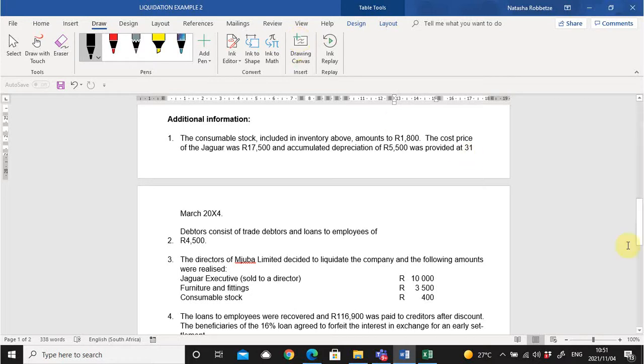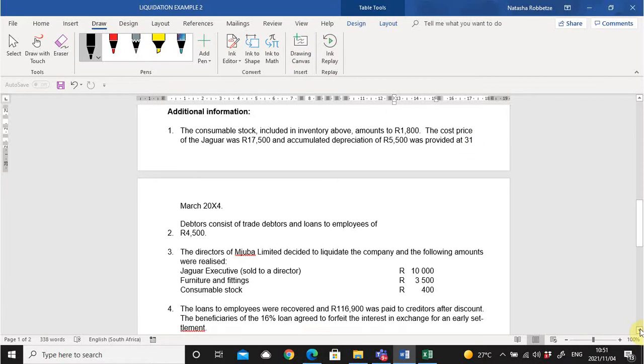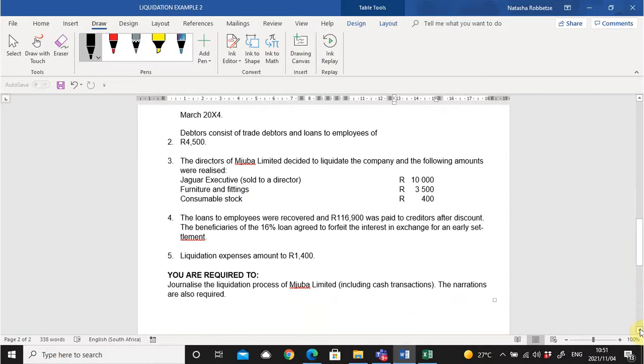Then in note number 3, we have decided to liquidate the company, and the following amounts were realized. So except for the purchase price, there's the Jaguar, which they described earlier, sold for 10,000, furniture and fittings 3,500, and some consumable stock for 400 Rand. Then they say the loans to employees were recovered. And remember, that was a 4,500, so that's a debt collection. And 116,900 was paid to creditors after discount.